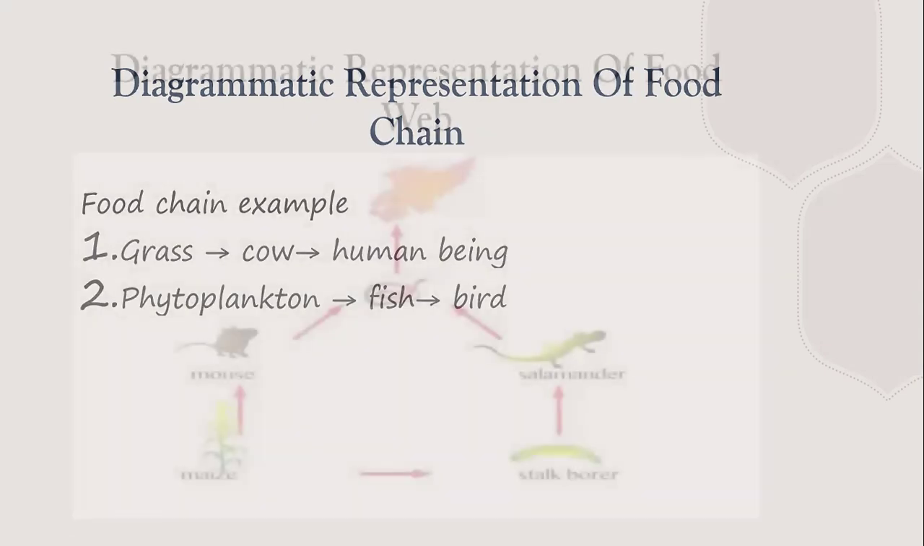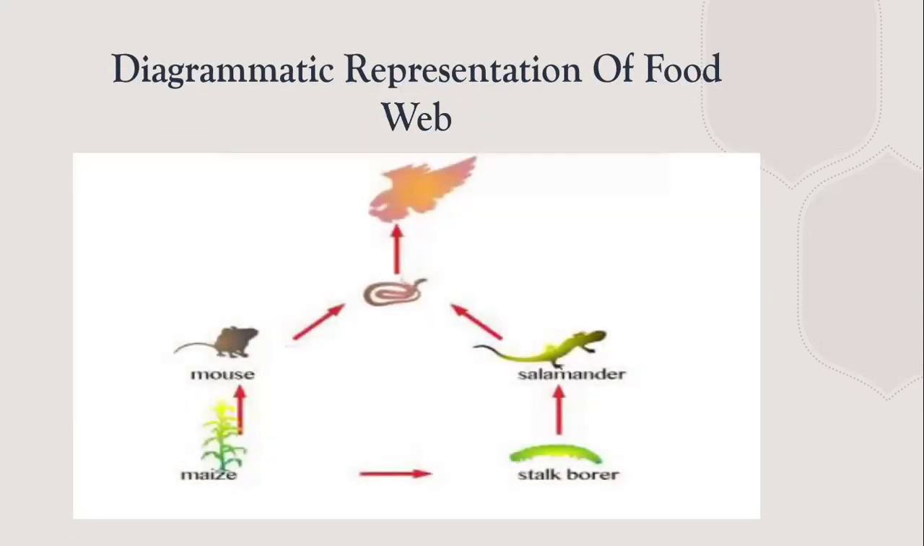Moving on, let's see the diagrammatic representation of the food web. Here is the diagrammatic representation of the food web. We said the food web is just a group of various food chains that are grouped together. So as you can see here, there's the first food chain and the second food chain. Now, when they gather together, they form this food web.